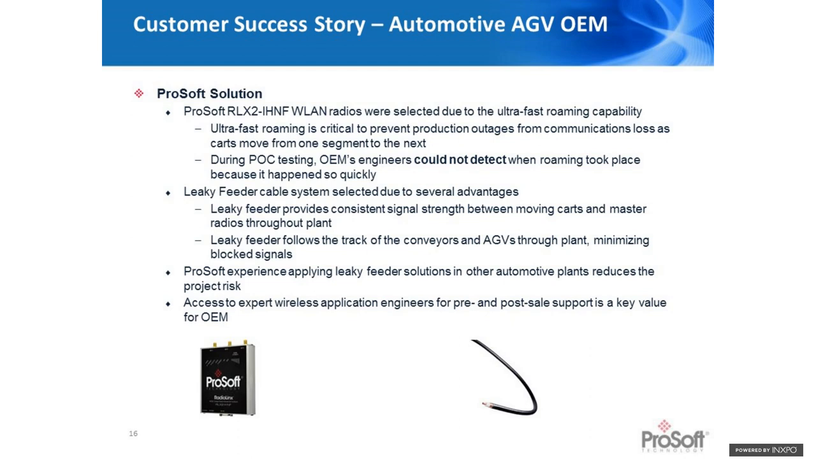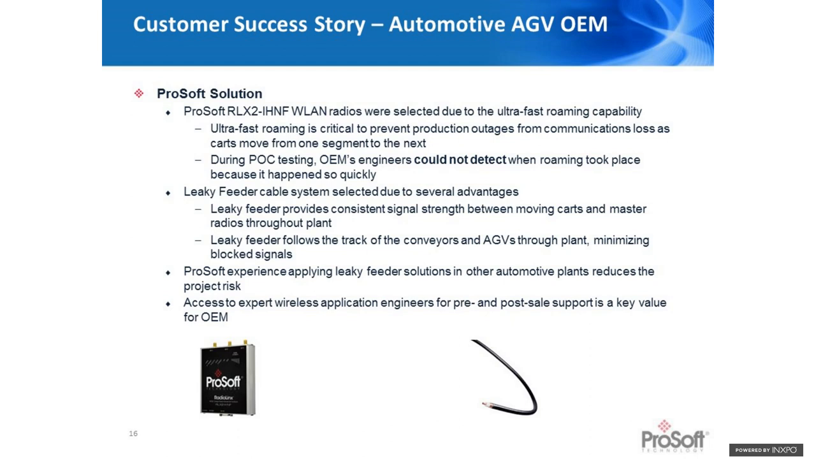Our solution involved our RLX2 wireless LAN radios using the ultra-fast roaming capability. The leaky feeder radiating cable solution had some specific benefits here. Leaky feeder provides a very consistent signal throughout the path of the skillet line, for example. Leaky feeder is able to follow the track of the AGVs throughout the plant.